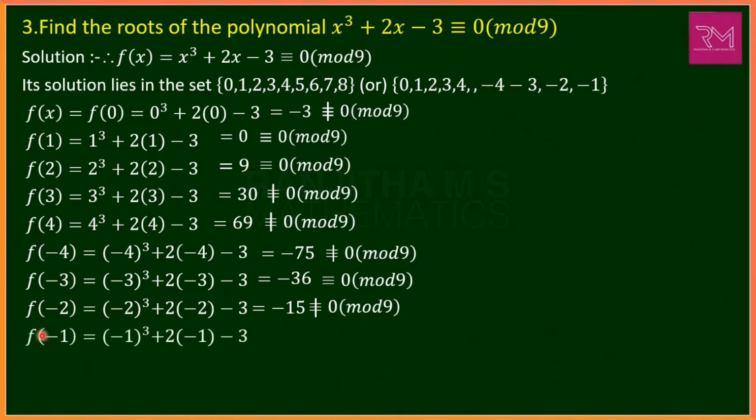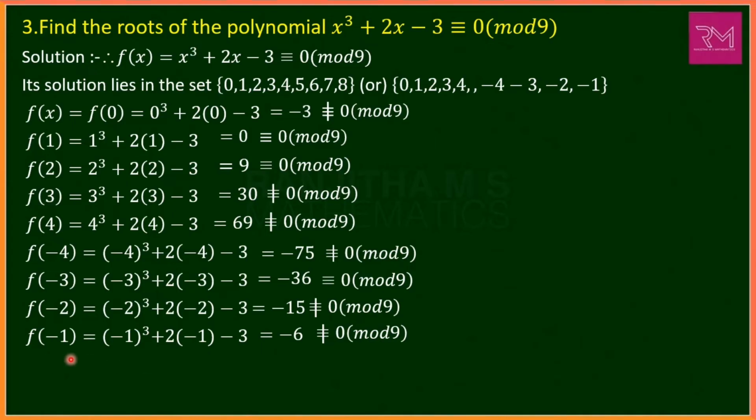In a similar way, we have to find f of minus 1. That is, we have to substitute x with minus 1. That becomes minus 1 whole cube plus 2 into minus 1 minus 3. Here minus 1 whole cube is minus 1 itself, plus 2 into minus 1 is minus 2, so minus 1 minus 2 is minus 3, minus 3 is minus 6. So minus 6 is not congruent to 0 mod 9, because 9 does not divide minus 6.